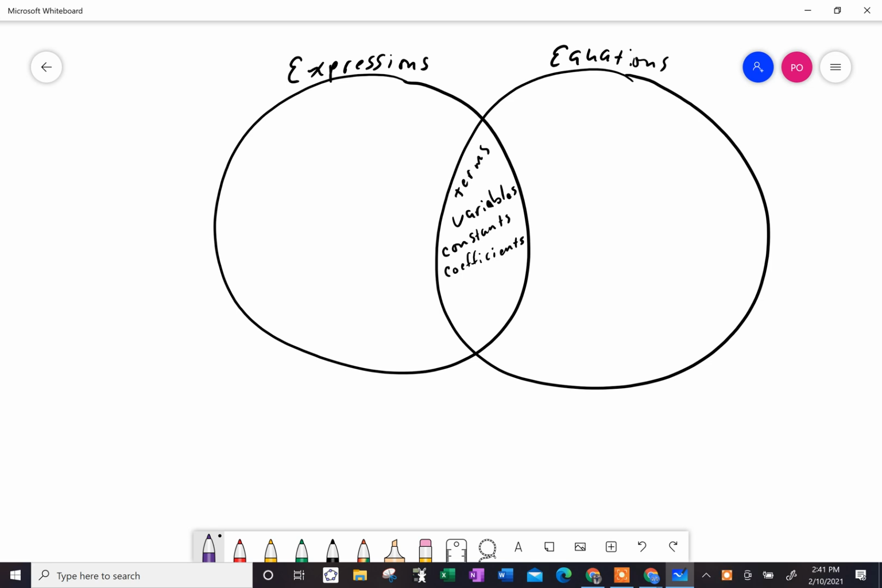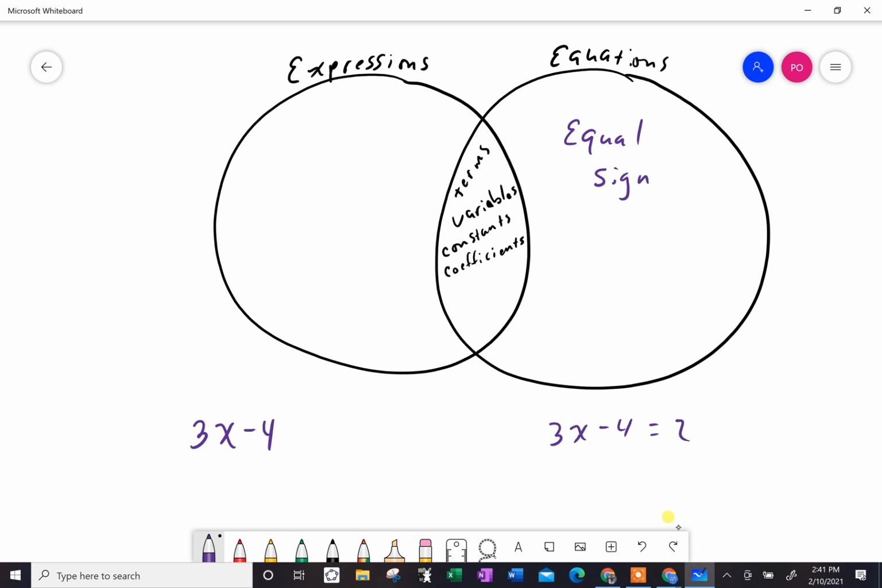An expression would be something like 3x minus 4. And what's an equation? Well, an equation would be something like 3x minus 4 equals 2. So you might say an equation has an equal sign. All right? And that is certainly true. An expression, no equal sign. But there's a lot more.